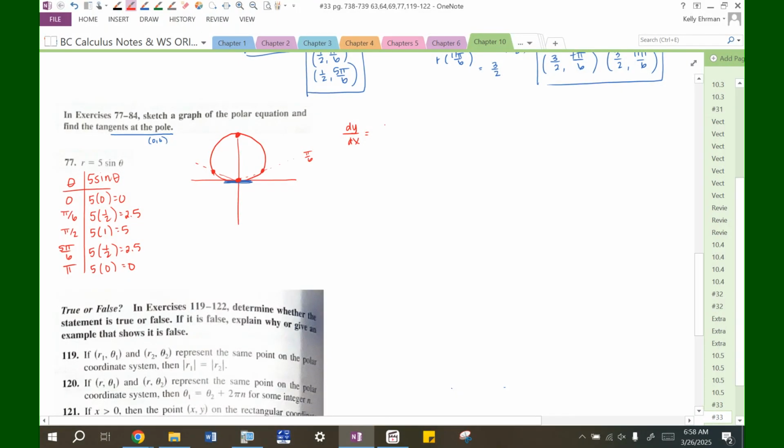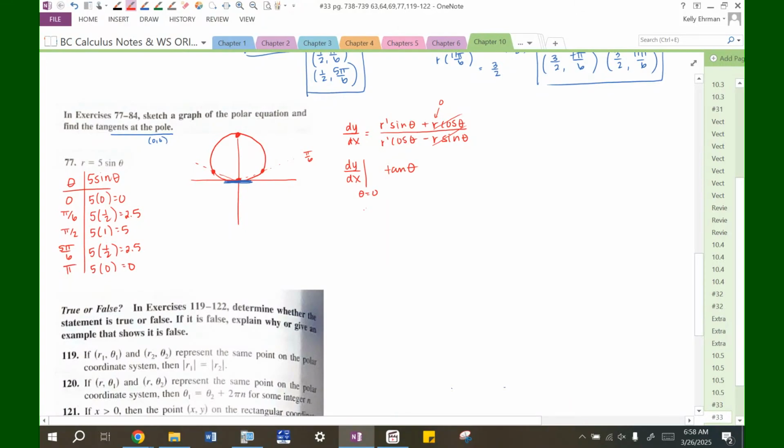So dy/dx is r prime times sine theta plus r times cosine theta, over r prime times cosine theta minus r times sine theta. Now remember, we're at the pole, so we're evaluating dy/dx before I plug anything in. At theta equals, let's just say 0 is the first place that I put that in. And remember, that means that r equals 0 right there. So actually these two terms can kind of go away. And then if it's just r prime over r prime, it's really just sine over cosine of theta. So it's really just tangent of theta.